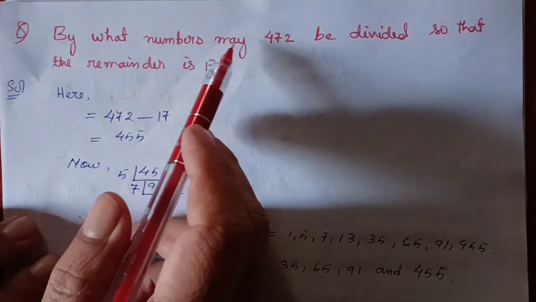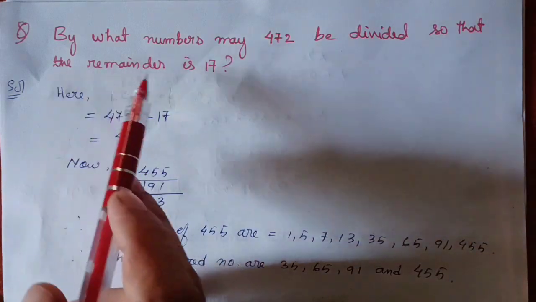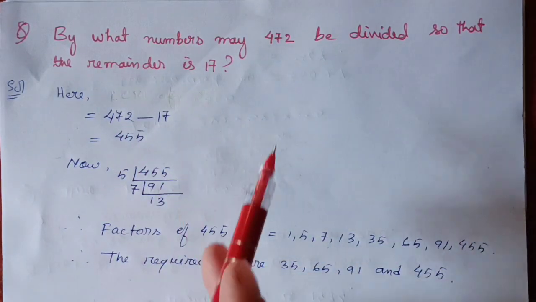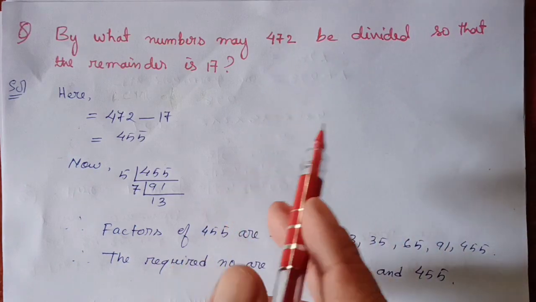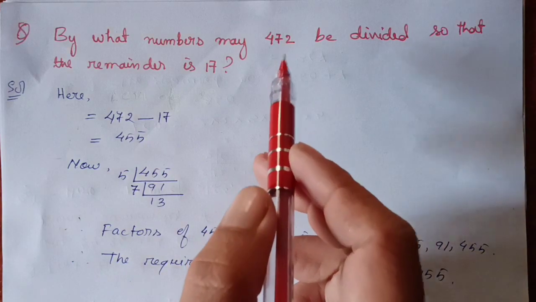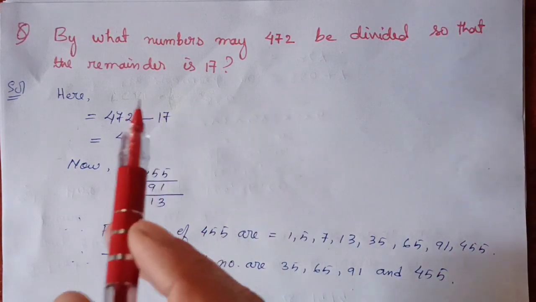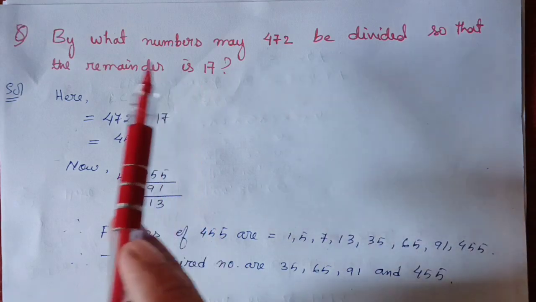By what numbers may 472 be divided so that the remainder is 17? It means that we are going to divide this 472 by some number, but we should get the remainder as 17. The condition is that this 472 we are going to divide by some number, but we should always get 17 as remainder.